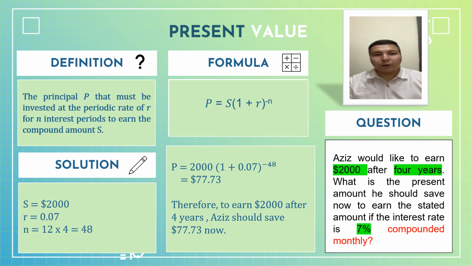Okay, we have an example. Aziz would like to earn $2,000 after 4 years. What is the present amount he should save now to earn the stated amount if the interest rate is 7% compounded monthly? This is the solution.